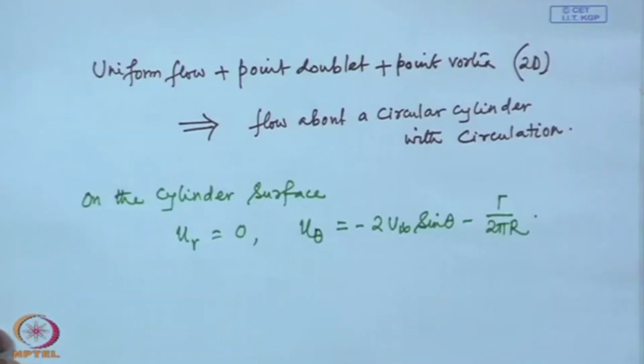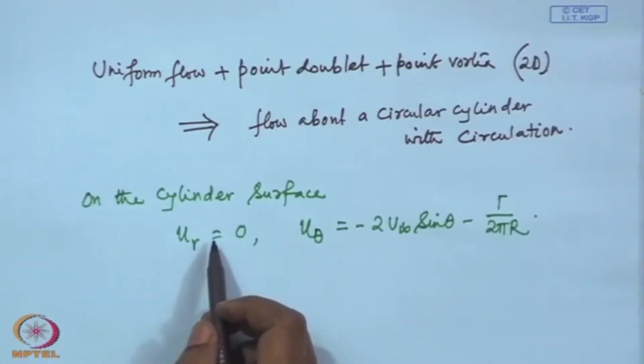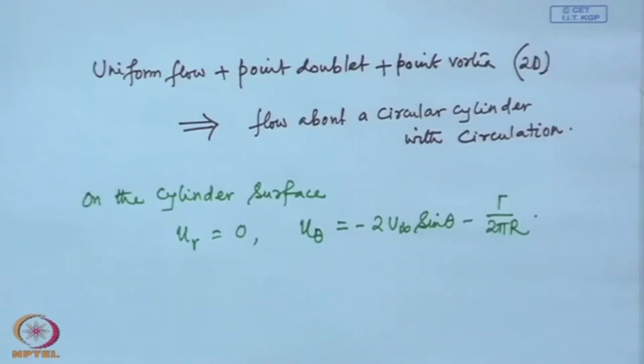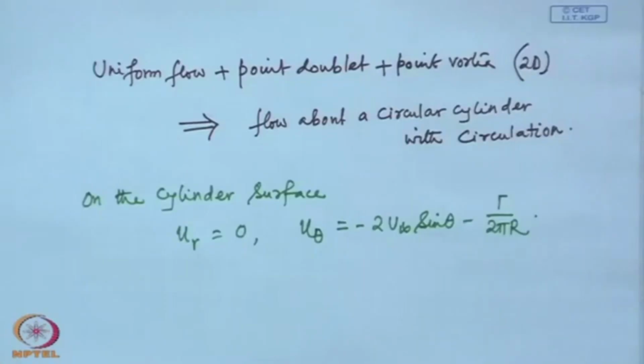and this of course satisfies the boundary condition that the radial component of velocity, which itself is the normal velocity, is 0, and this tangential velocity. Now, let us first locate the stagnation points. Now, u r is 0 at all points on the cylinder. So, at the stagnation point what we need is that u theta should be 0.